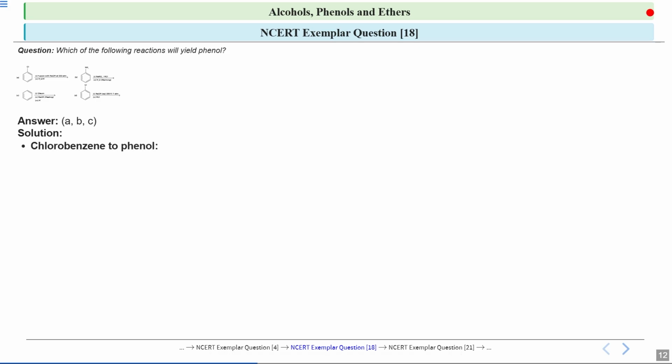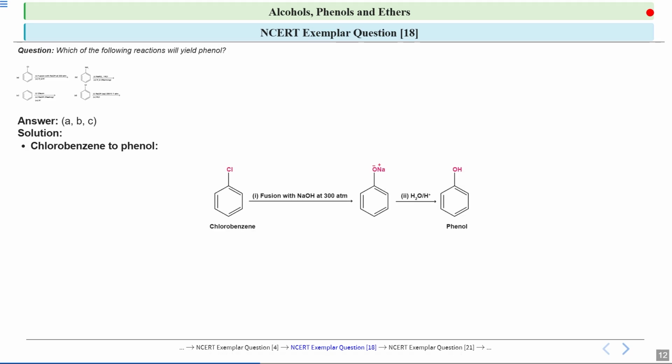The first reaction is chlorobenzene to phenol. Look at this particular reaction. Here chlorobenzene is the initial reactant and finally you are getting phenol. So this reaction is converting chlorobenzene to phenol. What is happening in the first step? In the first step there is fusion with NaOH at 300 atm, and this will give you phenoxide ion.